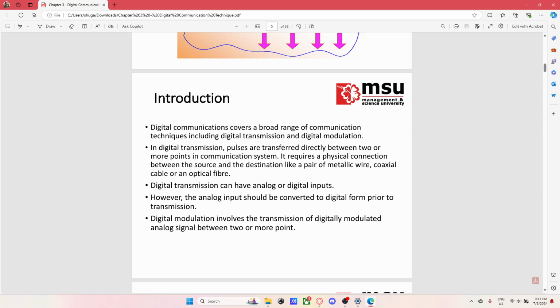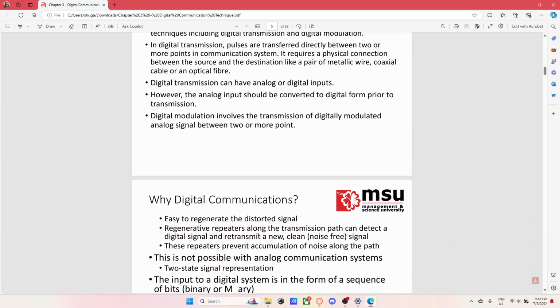So, digital communication covers a broad range of communication techniques, including digital transmission and digital modulation. In digital transmission, pulses are transferred directly between two or more points in a communication system, and it requires a physical connection between the source and the destination, like a pair of metallic wires or coaxial cable or optical fiber that we see in our daily lives. Digital transmission can have analog or digital inputs, but the analog input should be converted into digital form prior to transmission. Digital modulation involves the transmission of digitally modulated analog signals between two or more points.